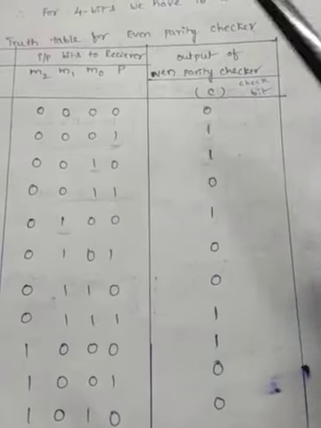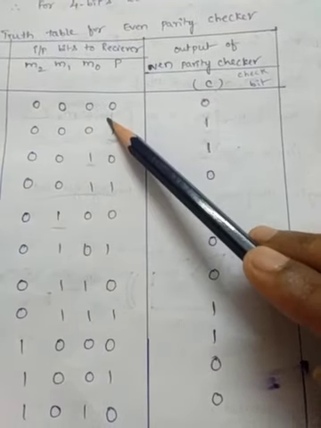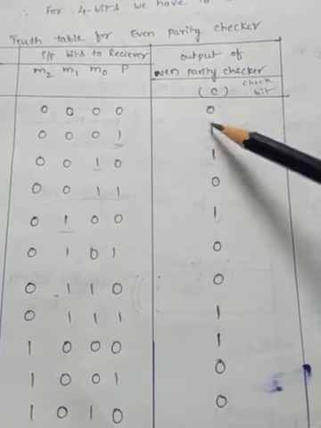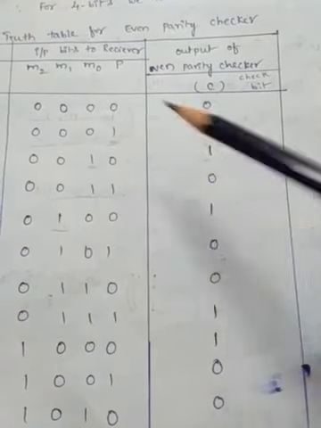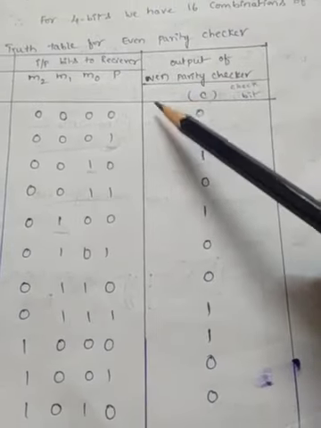In the case of odd parity, if the receiver receives data which contains an odd number of ones, then the check bit is 0. If the receiver receives data with an even number of ones, then the check bit is 1. So it is opposite.